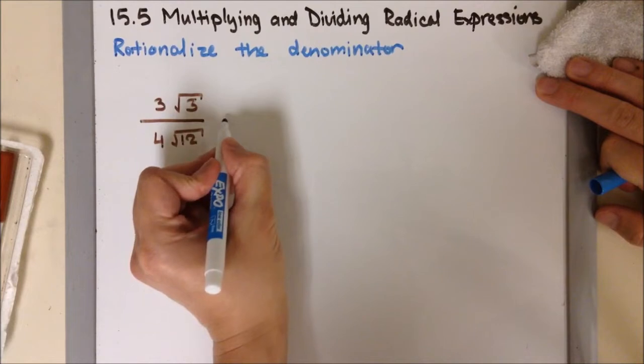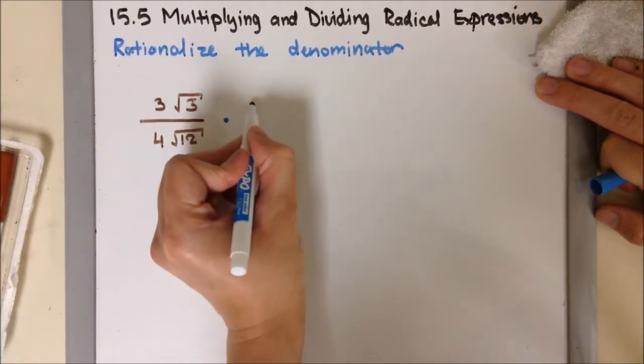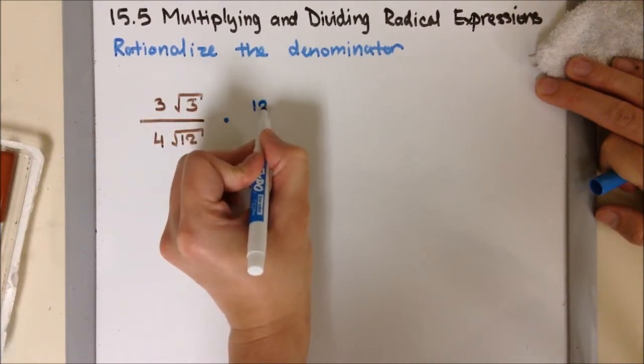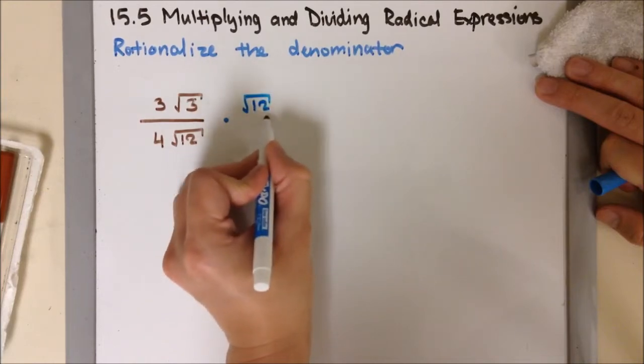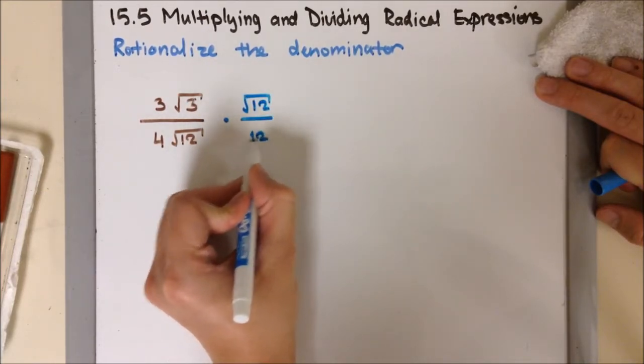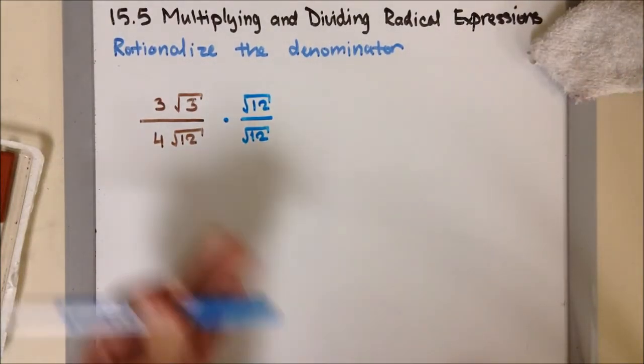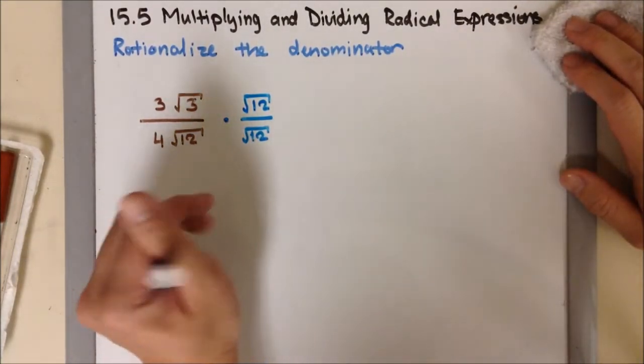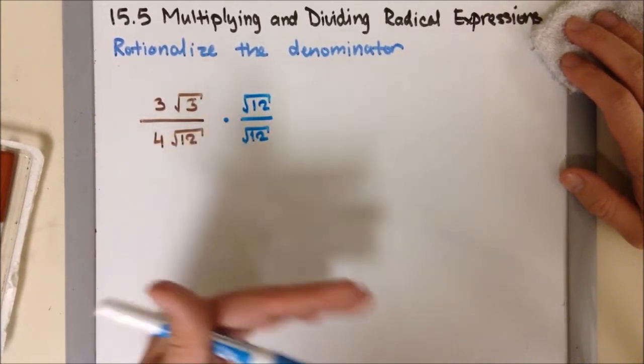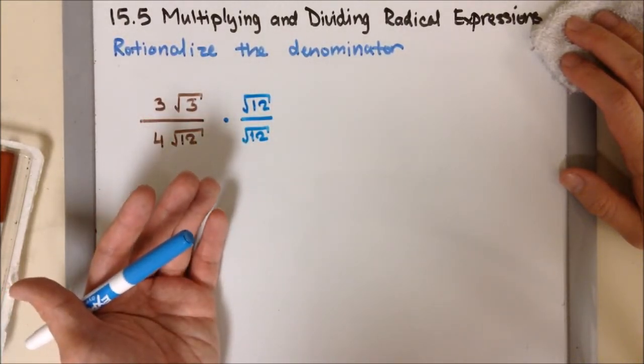So I'm simply going to multiply numerator and denominator by the square root of 12, and not worry about the 4. Now, you can still multiply with the 4. It's just that you're going to multiply with the outside number, and you're just going to have big numbers.